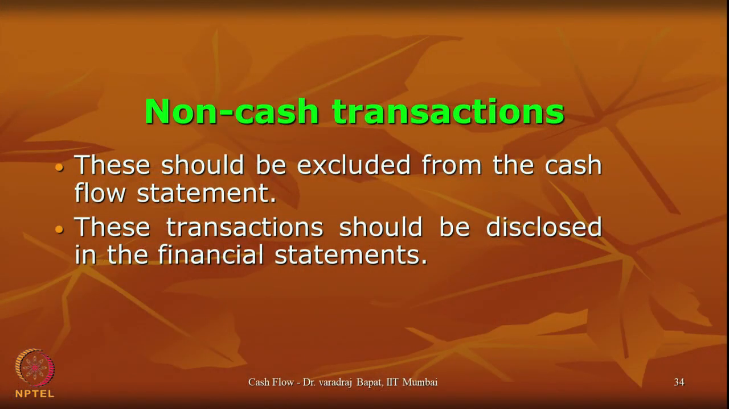Okay. Now the next is about non-cash transactions. There are certain transactions which are to be excluded from cash flow and they should not be shown because they are non-cash in nature. Can you think of any examples of such items? That there is a transaction but it is non-cash in nature, so it should not come in cash flow. Can you think of any such examples? I think some of you are guessing it correctly.